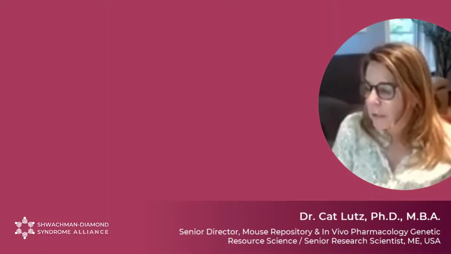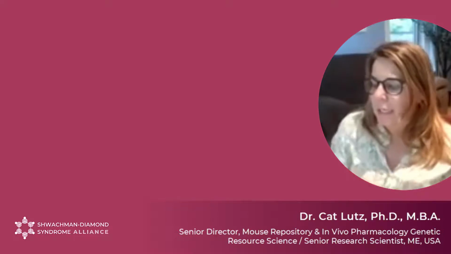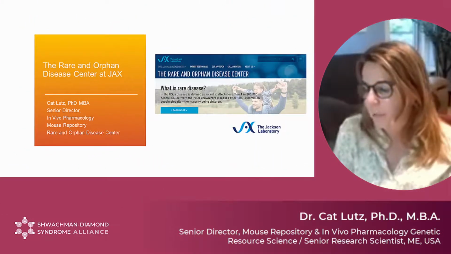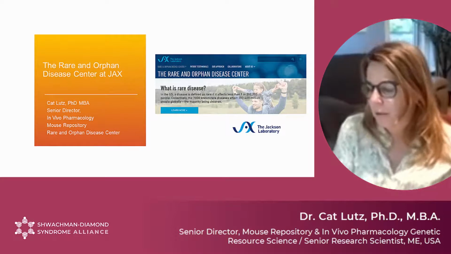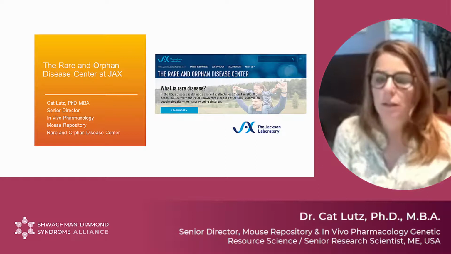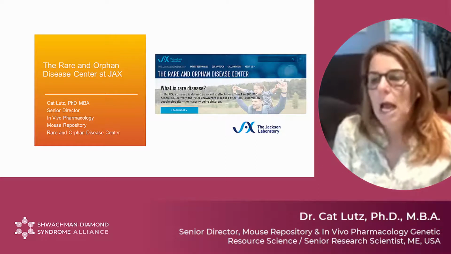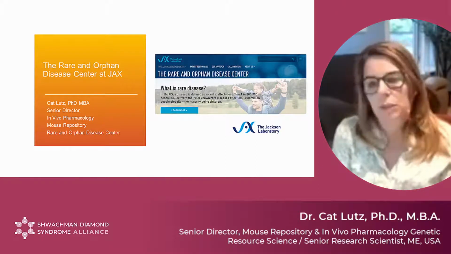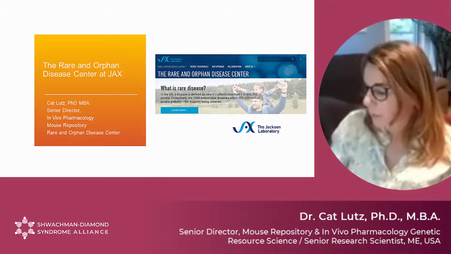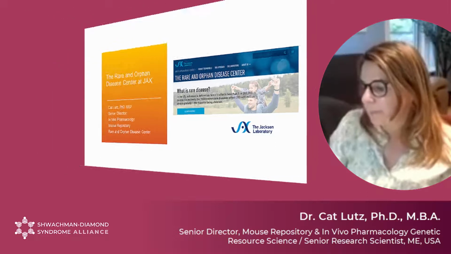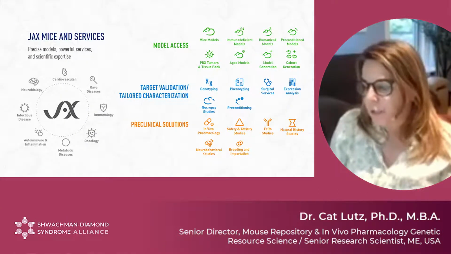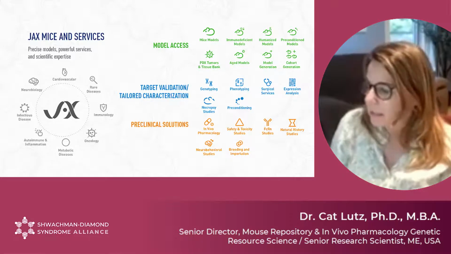And so the goal, again, is to leverage the infrastructure at the Jackson Laboratory, which I'll tell you about in just a second, to create this seamless pipeline to support the preclinical needs of the rare disease community. And we do that by making mouse models, characterizing mouse models, and doing the drug efficacy testing in those mouse models, where we can. So that's just an introduction to our capabilities at JAX.